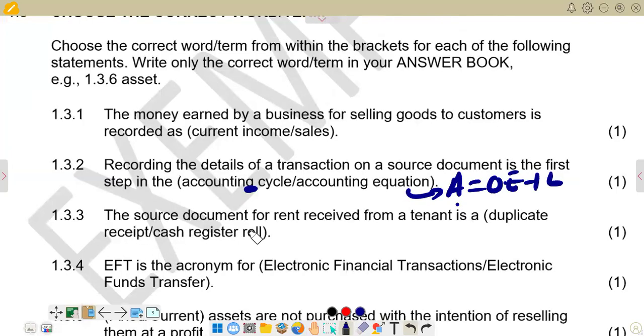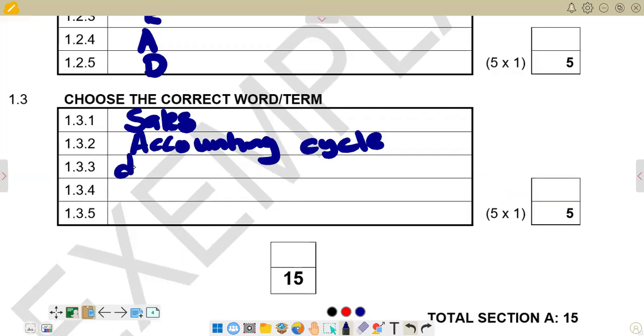1.3.3 reads the source document for rent received from a tenant is A. So remember, we have rent received. So it means this has been received in the form of cash or bank. So obviously we are going to issue a receipt whenever there is a cash transaction. So the source document that we're going to remain with is going to be a duplicate receipt. So we can just indicate as such 1.3.3, saying we have a duplicate receipt. Obviously, we go to the next one, which is 1.3.4.